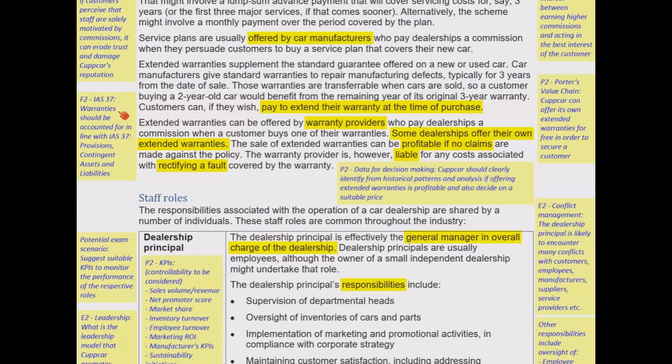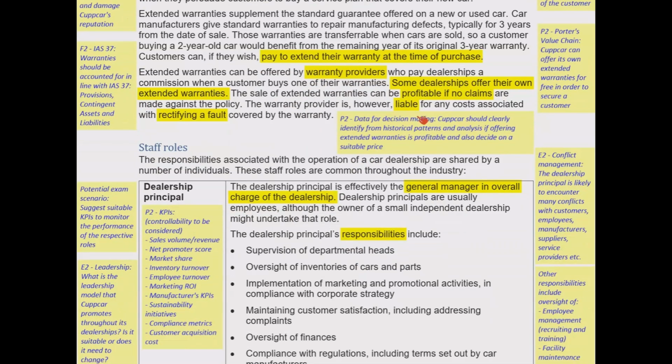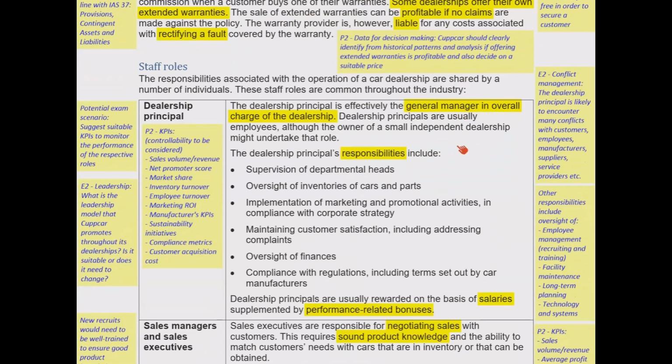contracts. If they are agreeing to repair cars for the next 3 years at no cost to the customer, then that is a cost to the company and it needs to be provided for. Make sure you're all over provisions and warranties. Okay, then. It points out here that some dealerships do offer their own extended warranties. And that's where I'm going, whoa, risk. We've got a note here. We'd have to be really clear that we know we could sell that for more than it's going to cost us to actually do those repairs over the next 3 years.